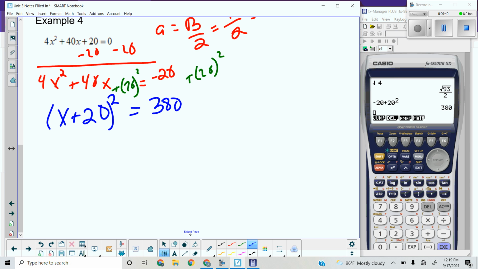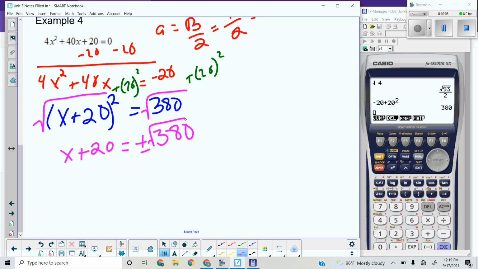And now this is the new part we learned today. We take the square root of both sides, getting us x plus 20 equals positive negative square root of 380. Oh, sorry, that should be the square root of 380. And subtract 20 from both sides. X equals negative 20 plus or minus the square root of 380.